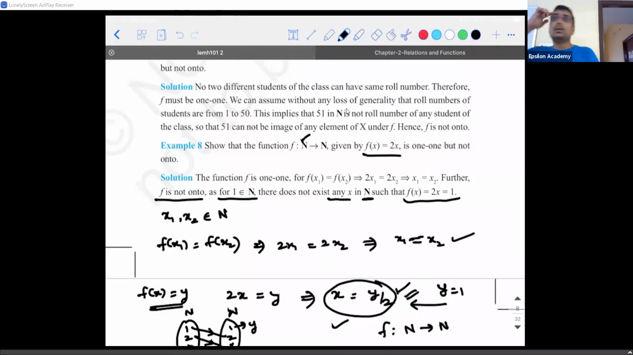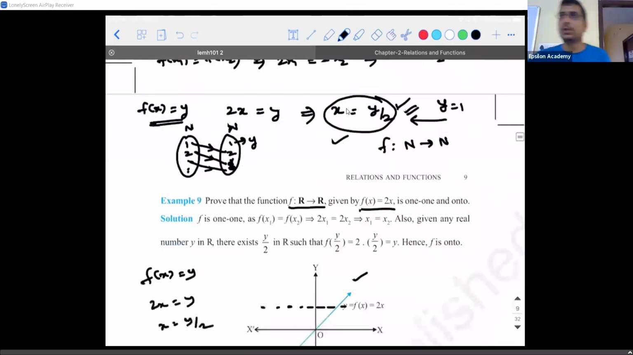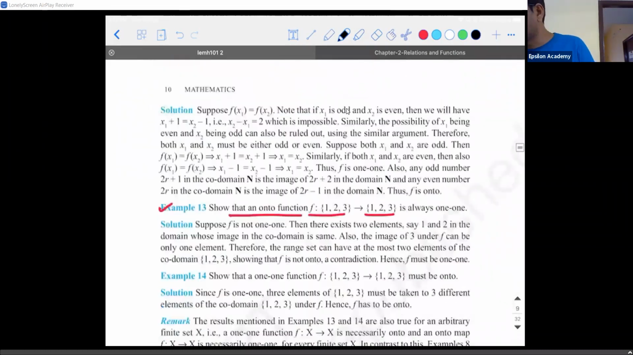8 to 10 more. Keeping the marks aside, without relations and functions, you cannot touch calculus. Trust me. So practice it. I'm clearly able to see you guys have not revised. For this class it is fine, but I want you to revise it in the future.